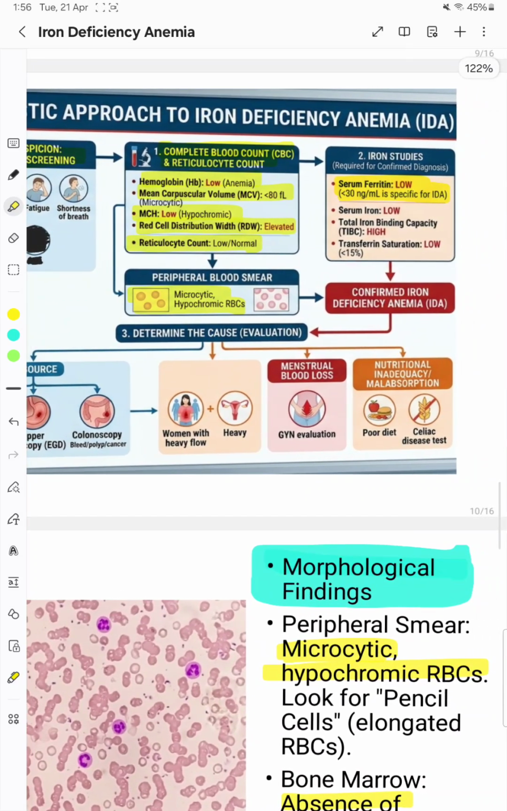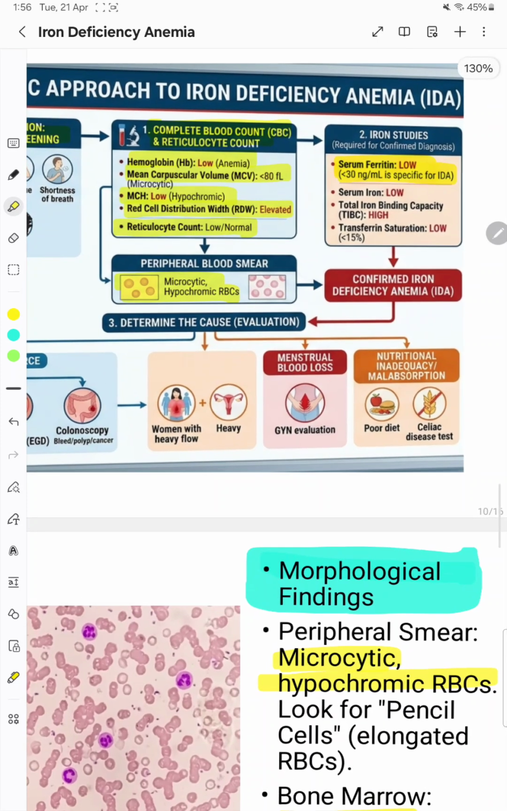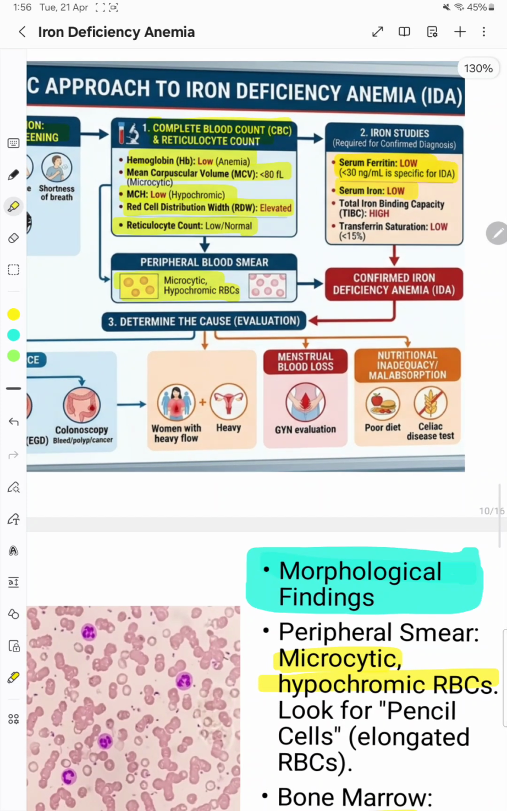Then to confirm the diagnosis, we advise serum iron studies, in which there is decreased serum ferritin level, low serum iron level, low serum transferrin saturation level, and increased total iron binding capacity. So this complete blood count with iron study confirms the diagnosis of iron deficiency anemia.